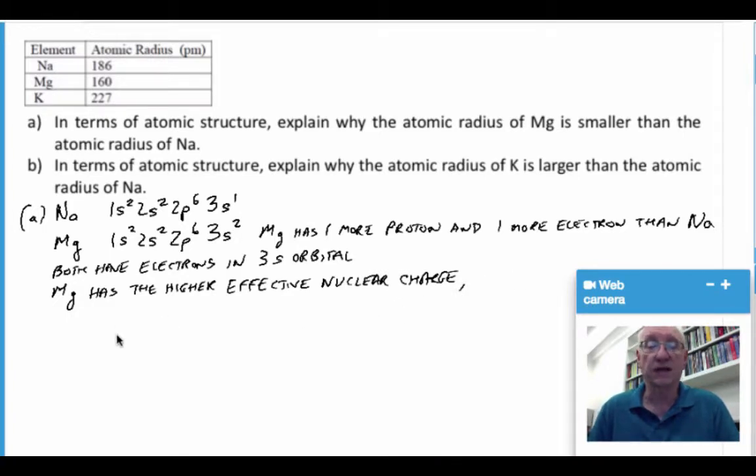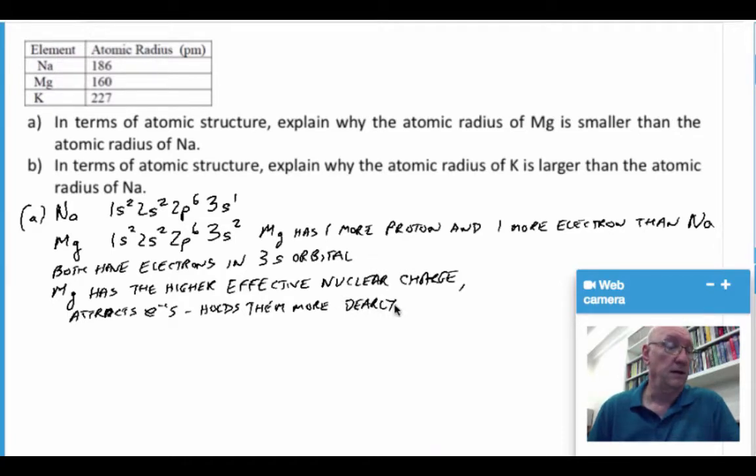So since it has a higher effective nuclear charge, it attracts the electrons, holds them more dearly, and therefore, since it holds them more dearly, it brings them closer to the nucleus, so that means that the radius becomes smaller because the electrons are closer to the nucleus. So therefore you have a smaller radius.